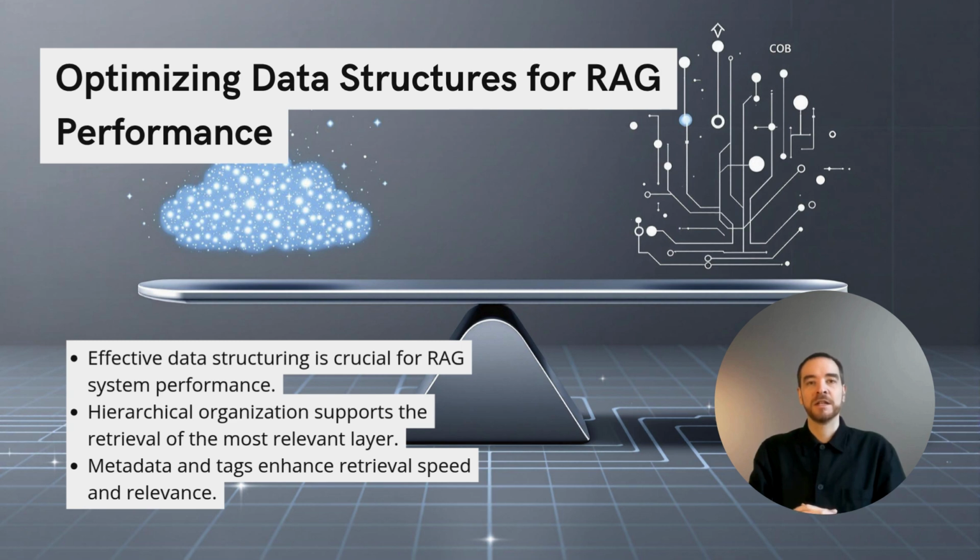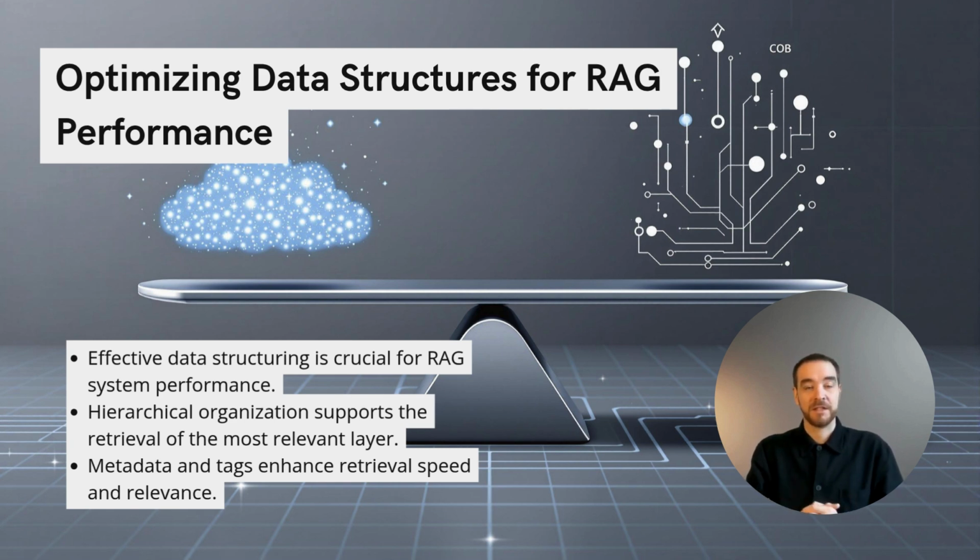Effective data structuring is essential for optimizing RAG systems. Besides efficient management of large datasets, hierarchical organization supports the retrieval of the most relevant piece of information. Ashish Pawar suggests in his post on Data Science Central the organization of data into tiers, like topic, subtopic, details, to help the model retrieve the most relevant layer based on the query. He also mentions metadata and tags as ways to point the model to what's relevant and to boost retrieval speed.